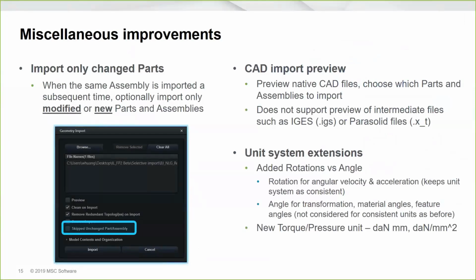changed. So you can imagine importing an assembly that might have 1,000 parts, and somebody says some parts have changed. Rather than you having to go and re-import that particular part that changed, Apex will now figure this out for you. So you can import the assembly again, and Apex will optionally only import those parts that are new or modified. And on import, you need to select this toggle to skip unchanged part assembly, right?